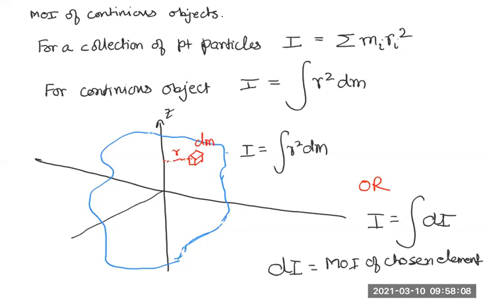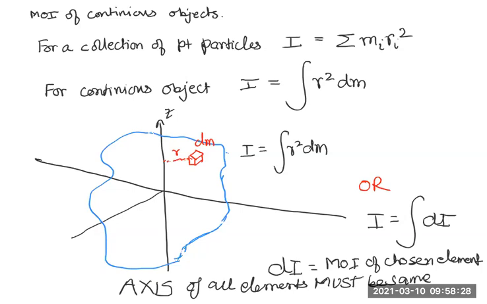However, remember that since moment of inertia is dependent on the axis, the axis of all elements must be the same. Since moment of inertia is dependent on the axis of rotation, therefore the axis about which you want to find the moment of inertia must be the same as the axis of all the elements.